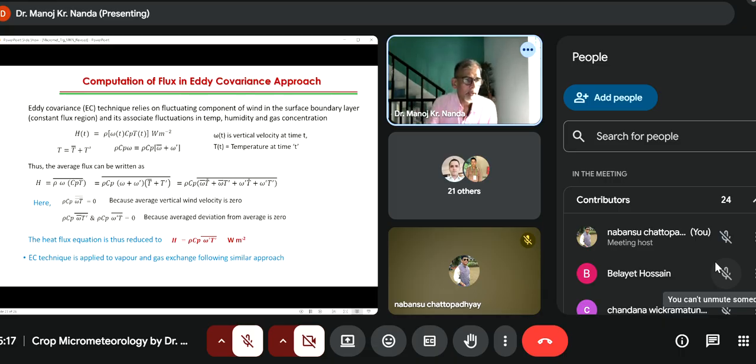So the advantage is that the same formula you can use for gas exchange, for any exchange processes, and this is the modern technique nowadays. Based on this technique, all these flux towers, there is a FluxNet all over the world, and there is AsiaFlux for the Asian region, CarboEuroFlux for the European region, AmeriFlux for the American regions. So all are having flux components.